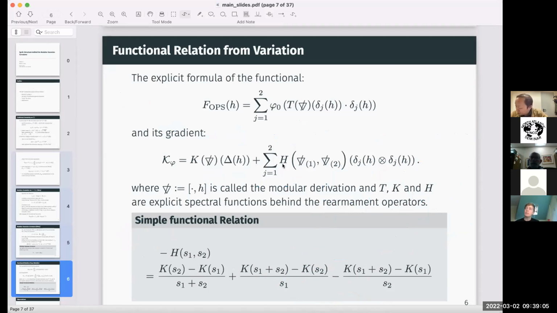Once you get into the second derivative, because I only did the first derivative, if you differentiate more, you will see something like a product of delta of h, and then you need functions of two variables.